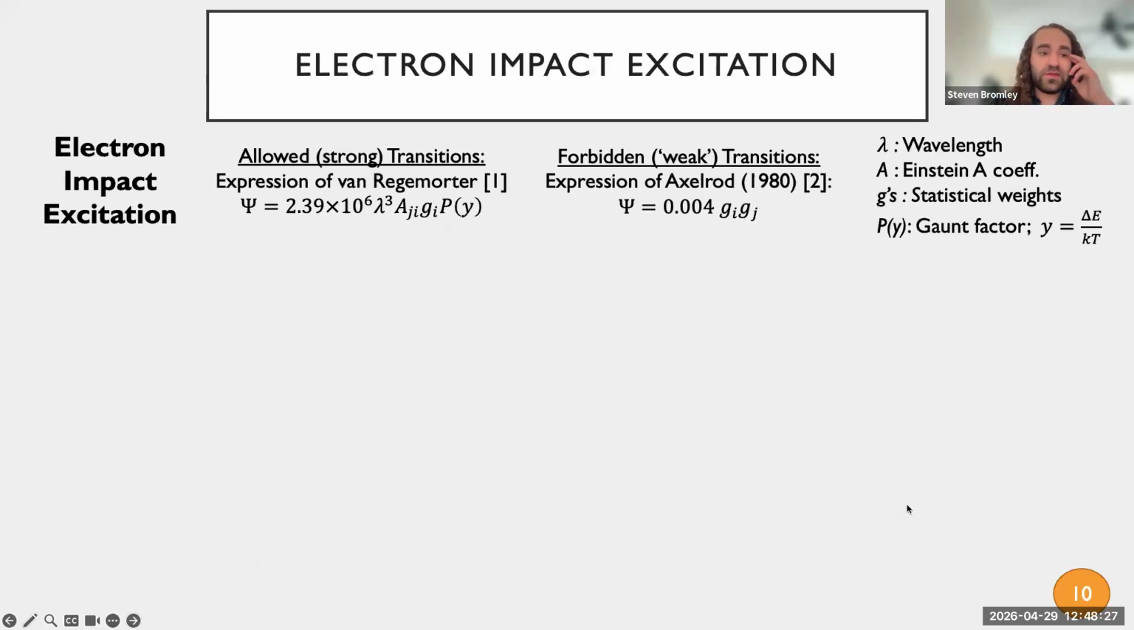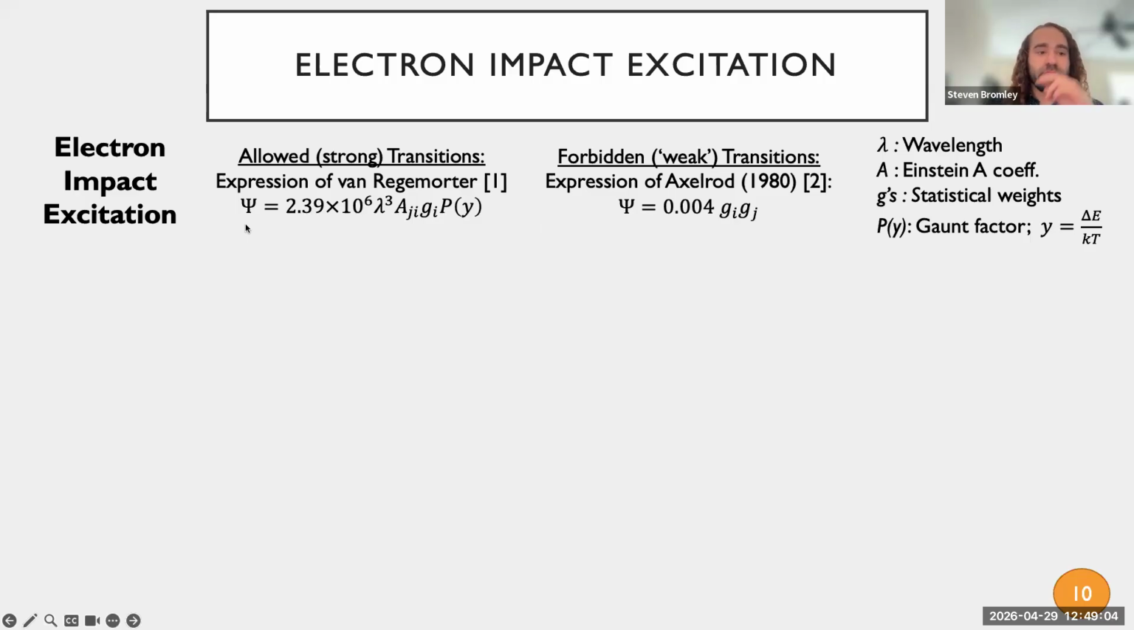And so for electron impact excitation, I'm showing here the approximations that are currently in use. For dipole allowed transitions, this is the approximation of Van Regemorter, and for Axelrod, this is for forbidden transitions. And what's convenient about these is, say you had an electronic structure that you ran off to compute opacities, you would have wavelengths, you would have Einstein A coefficients, and so you could generate this collision data quite easily. And just some jargon here, I'm actually showing this psi is an effective collision strength. You can think of this as just a thermally averaged cross section.